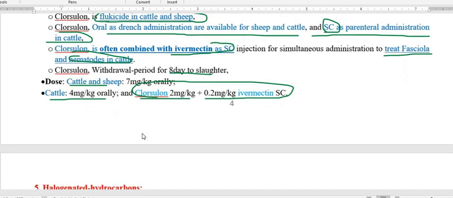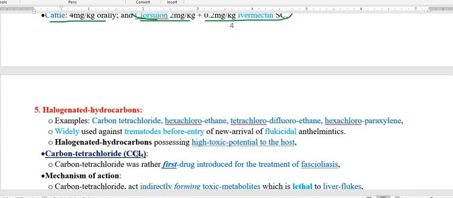Now we have to go through another group of antitrematodal anthelmintics, and that group is halogenated hydrocarbons. Under the halogenated hydrocarbons, a very good example is carbon tetrachloride. As we know, this is one of the very oldest drugs used for the liver fluke in case of sheep. So carbon tetrachloride, the group is halogenated hydrocarbon.